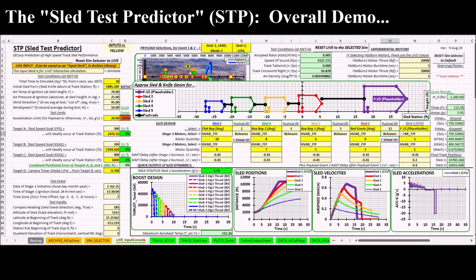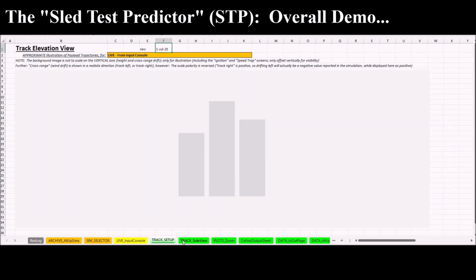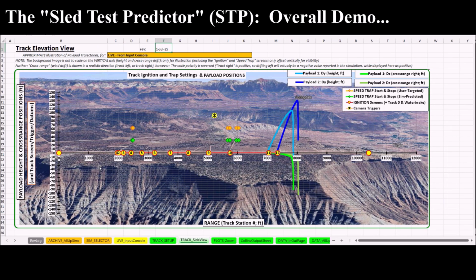So you can see here events 1 through 10 represent the ignition possibilities, the 2 stages each on 5 sleds, while events 11 and 12 are the payload ignitions. Here's a side view with Hurricane Mesa Test Facility as an example in the background, illustrating the altitude and wind drift of the payloads.